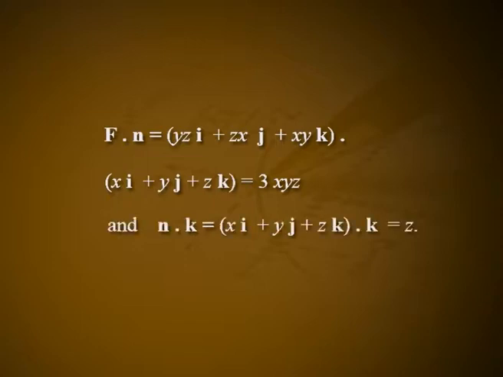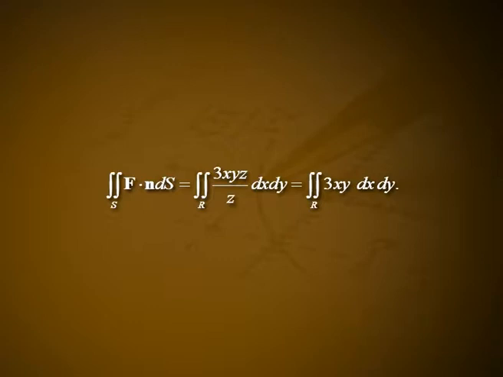We find f·n is equal to (yz i plus zx j plus xy k)·(x i plus y j plus z k), which is equal to 3xyz, and n·k is equal to (x i plus y j plus z k)·k, which is equal to z. Since S lies in the first octant, |n·k| is equal to z. Hence, the double integral over S of f·n dS is equal to the double integral over R of 3xyz by z dx dy, which is equal to the double integral over R of 3xy dx dy.